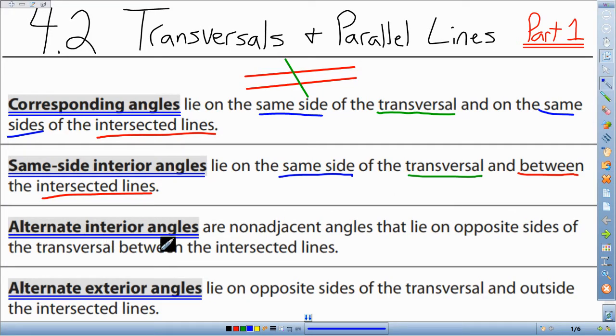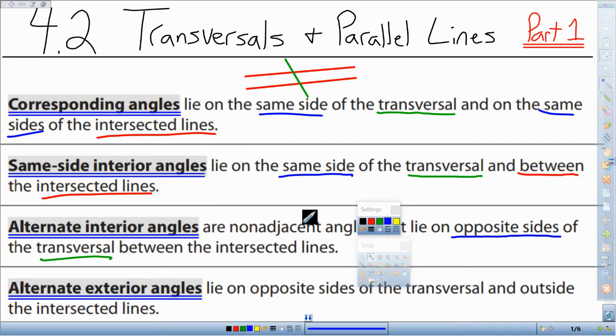Let's look at the next one. Alternate interior angles. Here's what they do. They are non-adjacent angles, which just means they're not touching one another. But the more important thing is that they lie on opposite sides of the transversal, and then they are between the intersected lines. So opposite sides of the transversal, between the parallel lines. Let me show you an example. This angle and this angle would be considered alternate interior. Notice they're on alternate sides of the transversal. One's on the left, one's on the right, and on the interior of the parallel lines.